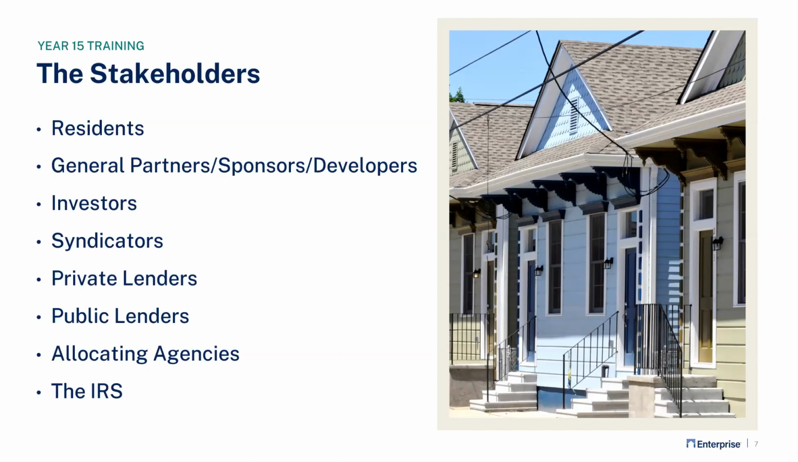Obviously, allocating agents are very important in the beginning, and they're important at year 15, especially if you want to do some type of re-syndication plan. And then, of course, the IRS is a big stakeholder. They want to make sure that all the rules have been followed, and there's no recapture events, et cetera.